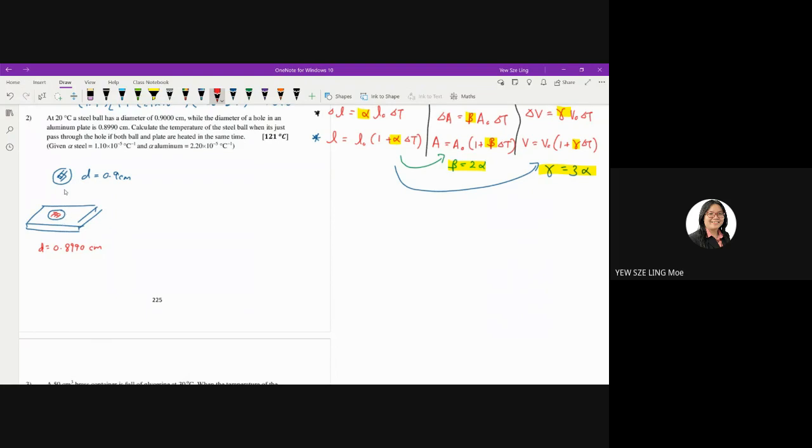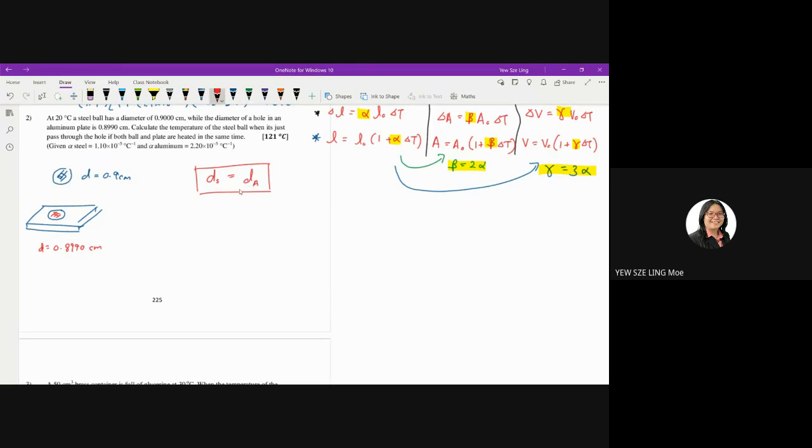So this means the ball cannot pass through the aluminum plate. It can only pass through if both of their final diameters are equal, that is, when the D of the steel ball equals the D of the aluminum hole. Otherwise it cannot pass through. So this is the condition. Then we can start to solve it from here: ds equals dA.